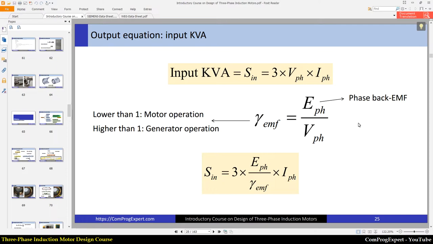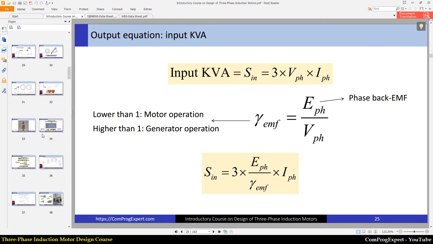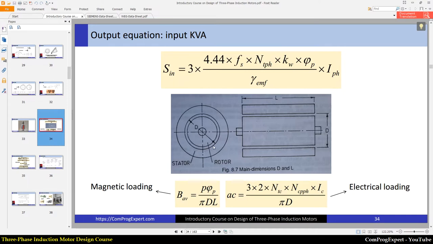In this video, we will be talking about the motor output equation. We will derive the output equation of the three-phase induction motor. And as you know, we should use the output equation to be able to calculate the main dimensions of the motor, right? For a radial flux machine, the main dimensions are the stator bore diameter, here you can see in this picture, D, that is the inside diameter of the stator, and the stack length, L.